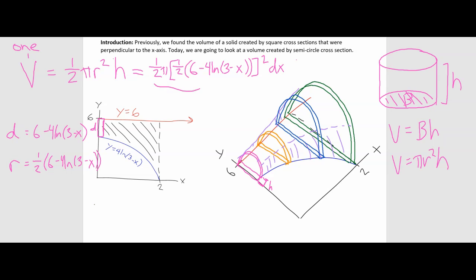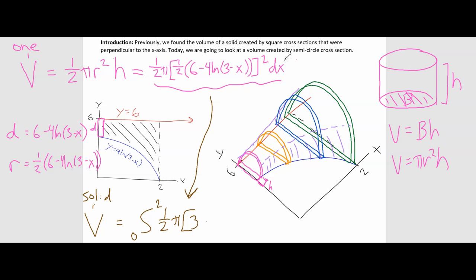Well, that's the volume of one of the semicircular cross sections. We just need to throw the integral sign in front of it and integrate over the interval 0 to 2 to find the volume of the entire solid. So the volume of the whole solid would be the integral from 0 to 2. I'll simplify one thing inside of the brackets, but that'll be it. We get 1/2 pi inside of our brackets, times 3 minus 2 times the natural log of the quantity 3 minus x, that's going to be squared, and then we'll have our dx.